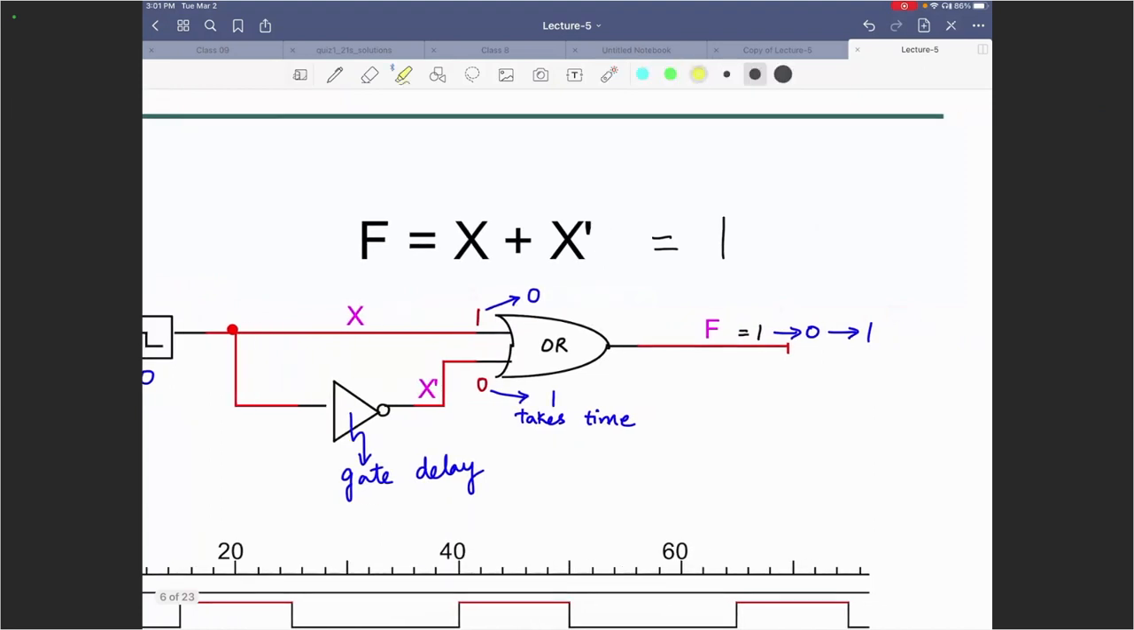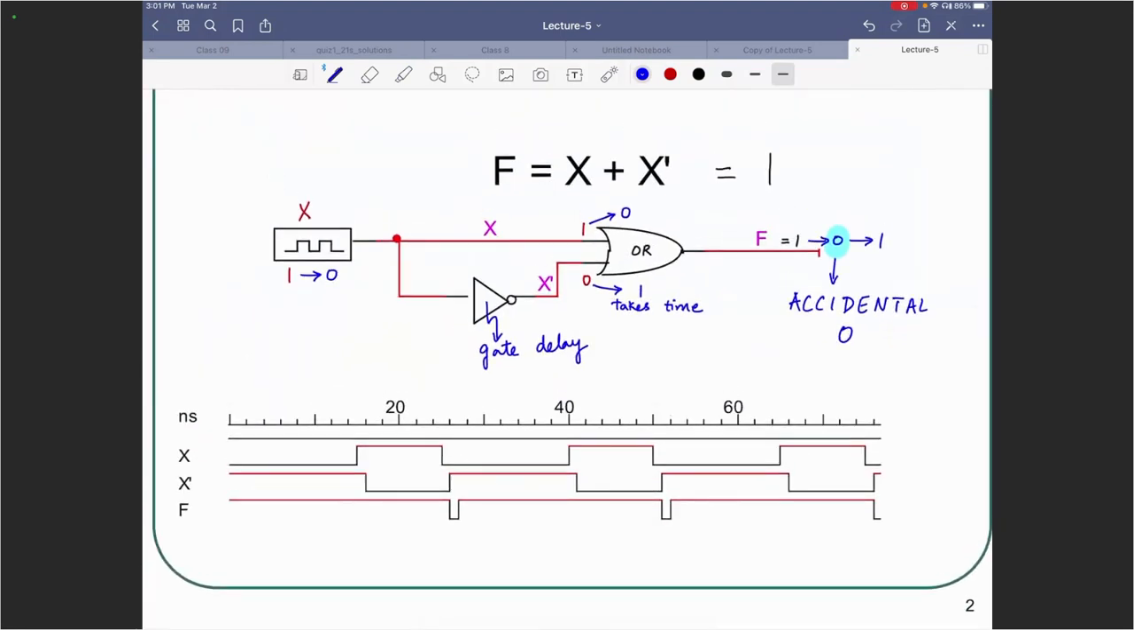So here, what is this called? I was expecting a 1. Instead, I got a 0 for a short duration of time. So I'm going to call this an accidental 0. Right, that was an accident. I didn't want that to happen. It happened.